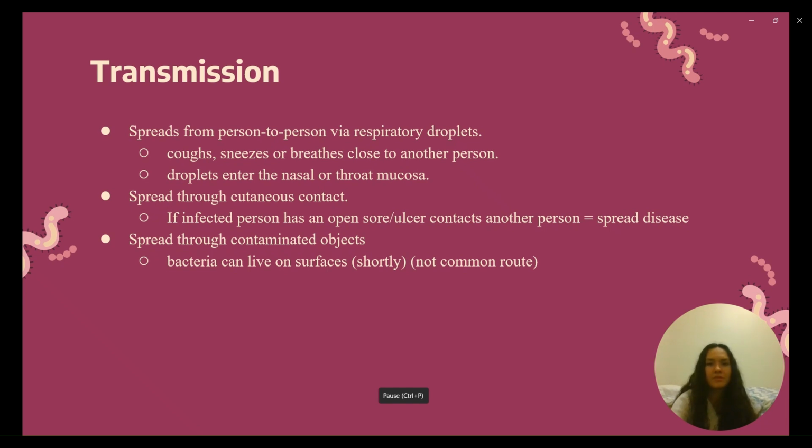Diphtheria spreads from person to person through respiratory droplets. This can happen when a person coughs, sneezes, or breathes close to another person. The droplets will enter the nasal or throat mucosa. Diphtheria can also be spread through cutaneous contact. If a person has an open sore or ulcer and is infected with the disease and comes in contact with another person, they can spread the disease to the person without it. Diphtheria can be spread as well through contaminated objects, since bacteria can live on surfaces for short periods of time, although it is not common.